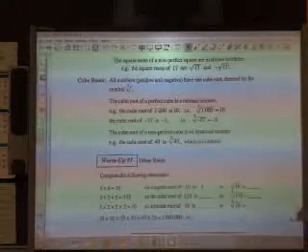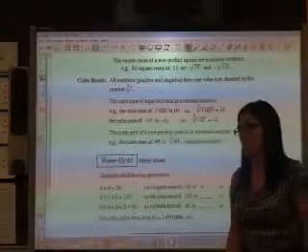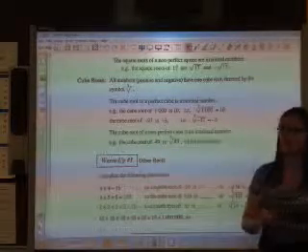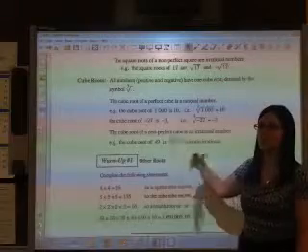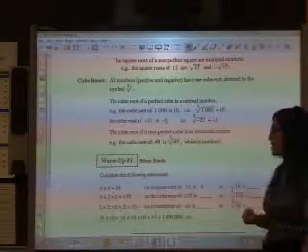The cube root of a perfect cube is a rational number, just like the square root of a perfect square is a rational number. The cube root of a non-perfect cube is an irrational number. So the cube root of 49 is irrational because it doesn't terminate. It just keeps going on indefinitely.